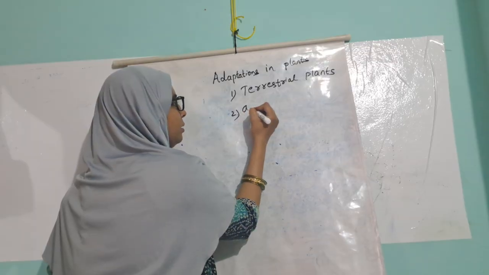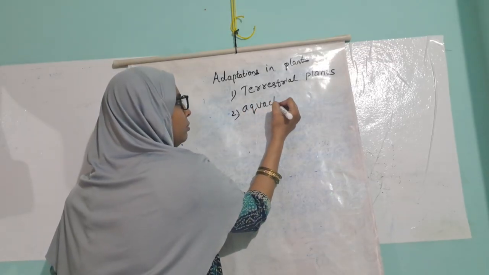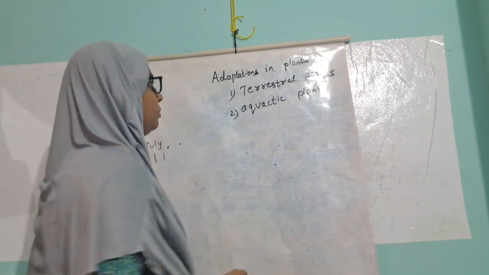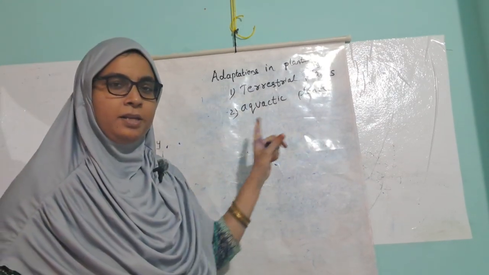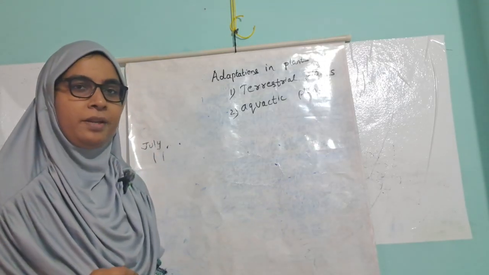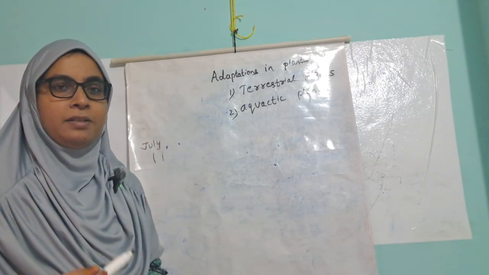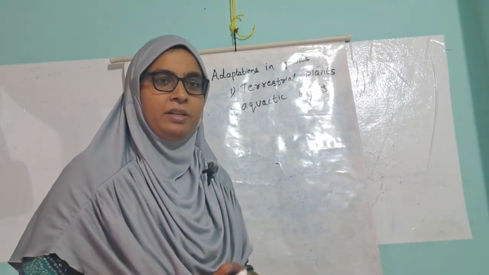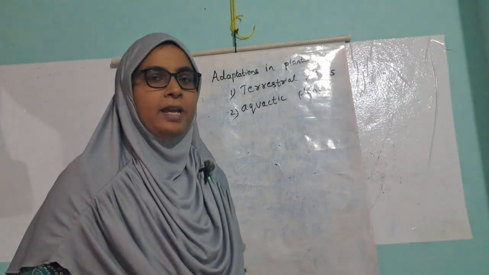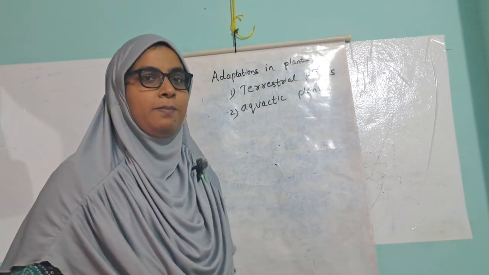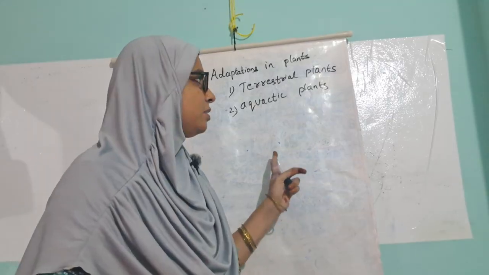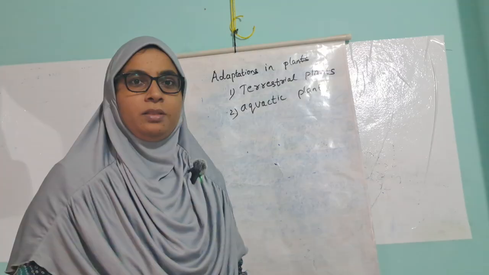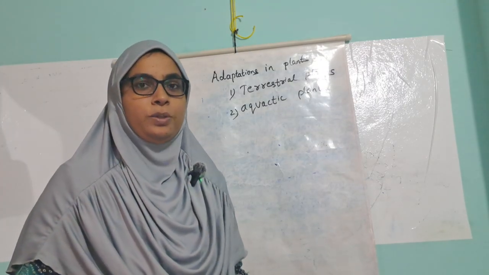Terrestrial plants and aquatic plants. What are terrestrial plants? The plants that live on land, that survive on land, are called terrestrial plants. In the terrestrial plants, how do the plants adapt to the environment in different conditions?